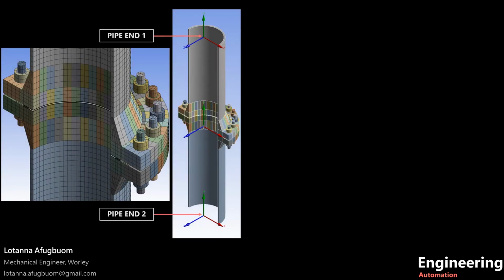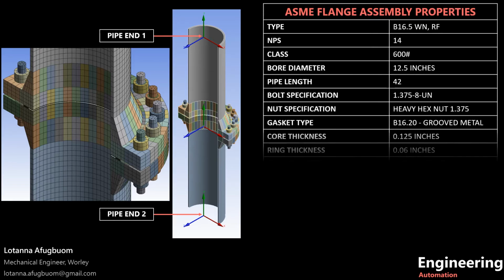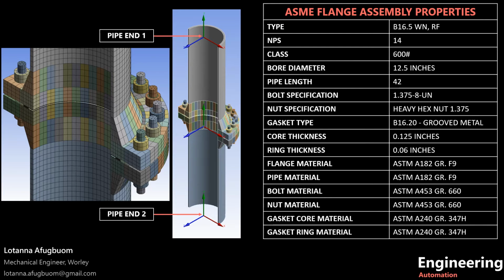Here, we have a bolted flange assembly experiencing normal operating condition loads. Therefore, a steady-state thermal and static structural analysis is required to determine the flange seal integrity after applying the loads on the flanged assembly. The flange assembly components consist of two ASME B16.5 raised face, weld neck flanges, a 14 nominal pipe size, 600 pounds class rating, and a grooved metal gasket per ASME B16.20. The bolts and nuts properties were selected per ASME PCC-1. The properties of each material type assigned to each component was sourced from ASME Section II, Part D.